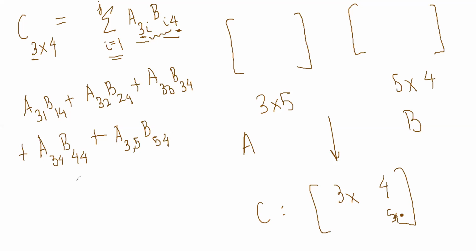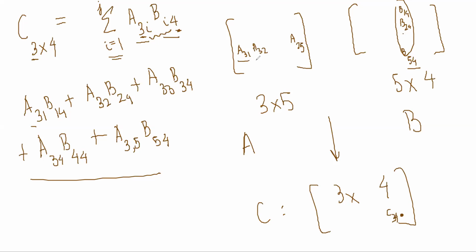So basically, what have I done? I have taken the third row of A. The third row of A would look like this: A31, A32, and there are 5 columns, so it will go till A35. And I have taken the fourth column of B. The fourth column of B is B14, B24, until B54, since there are 5 rows.